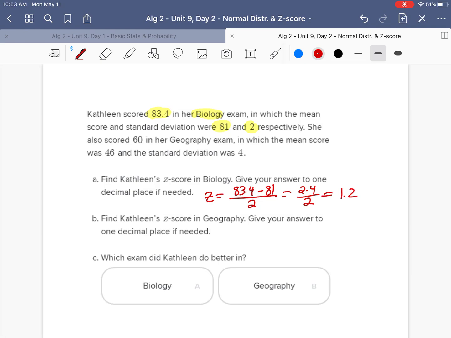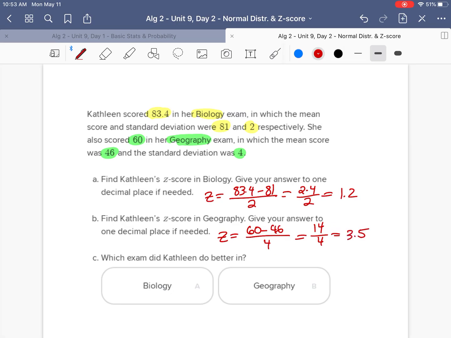All right, so next she took a geography test. On her geography exam, she got a 60, and the mean score there was 46, so she actually was pretty far above it, and the standard deviation was 4. All right, so let's calculate the z-score there. So the z-score for the geography test was 60 minus 46 over 4. So 60 minus 46, let's see, that's 14, and 14 over 4. So 14 divided by 4 is 3.5.